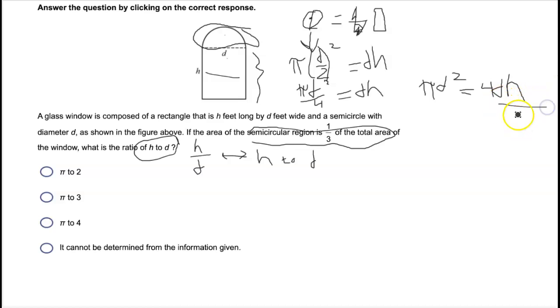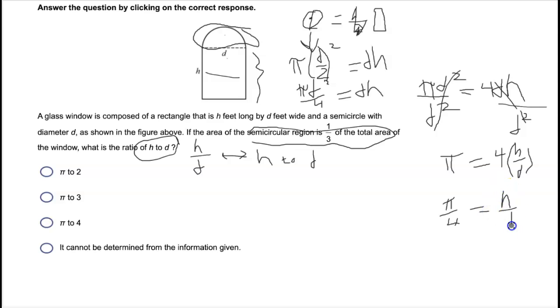Well, I guess we need to cancel out a d squared here. So we would just have plain old d left. Of course, if you cancel d squared on the right-hand side, you've got to do the same thing on the left-hand side. So that all cancels. So you get pi equals 4h over d. And then I feel silly because I should have kept my 4 over there. Right, pi over 4 is h over d. So I have a ratio of pi to 4, and there's one of the answers. All right, next.